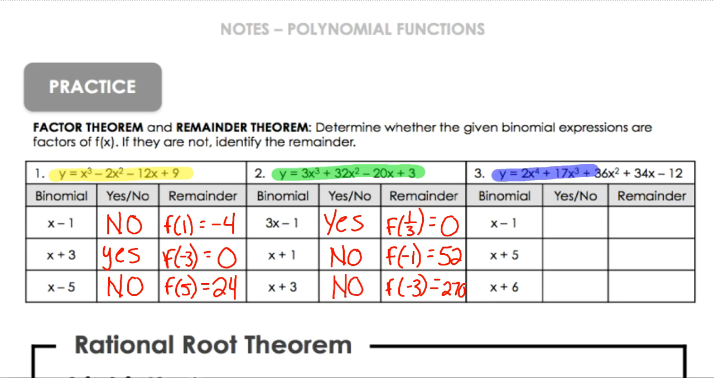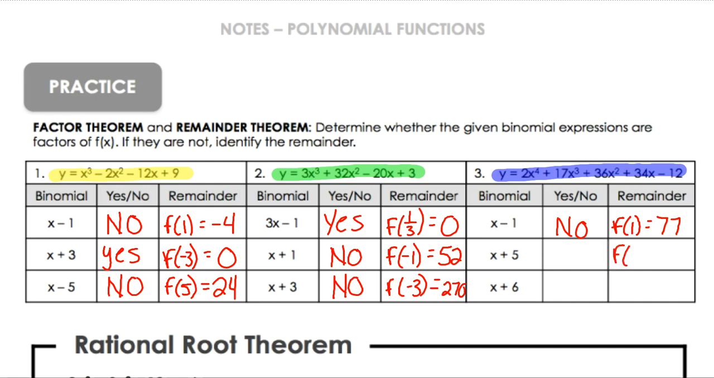All right, and then our final polynomial over here. Number 3, we're going to substitute in here. These are getting quite long, so again, use a calculator to substitute in. And this one, when I substitute in 1, I get out a total of 77. Since that remainder is not 0, this is not a factor. X minus 1 is not a factor of that polynomial.